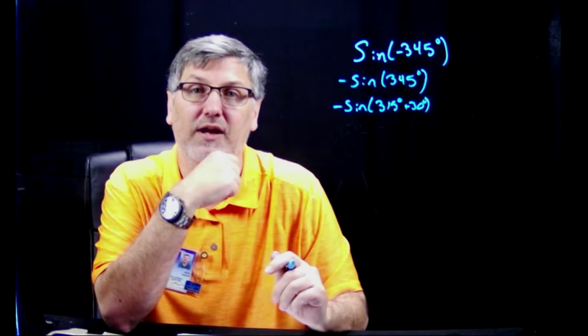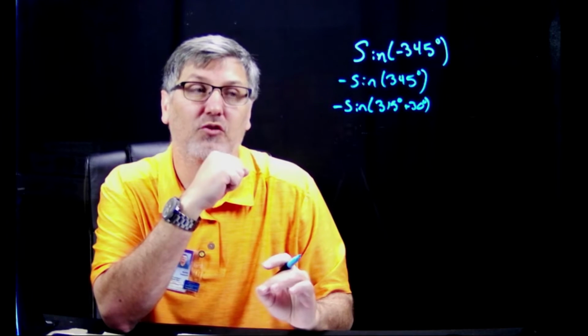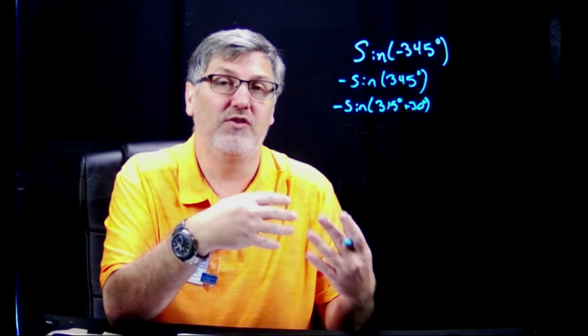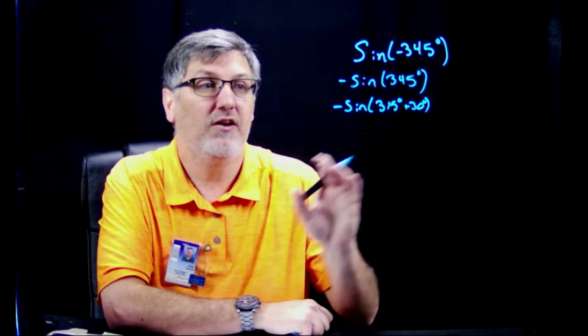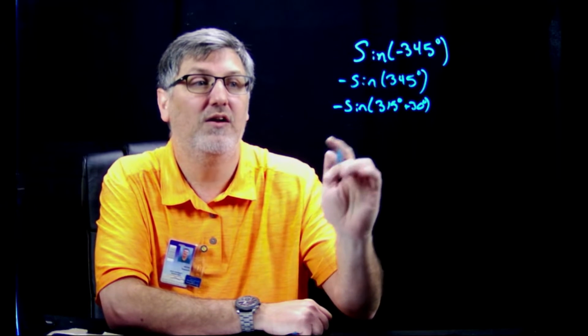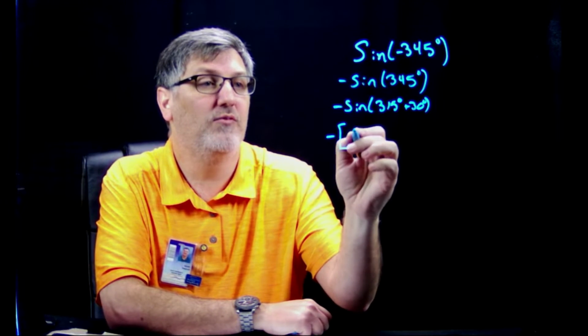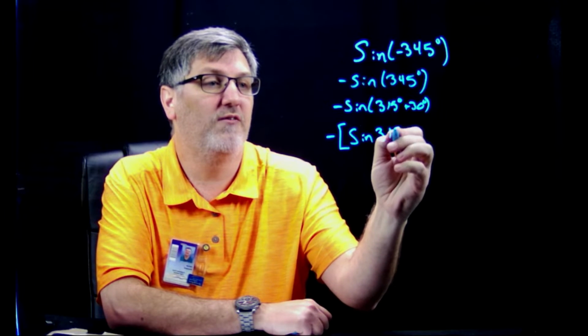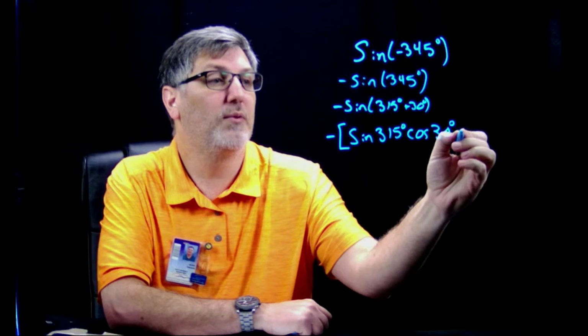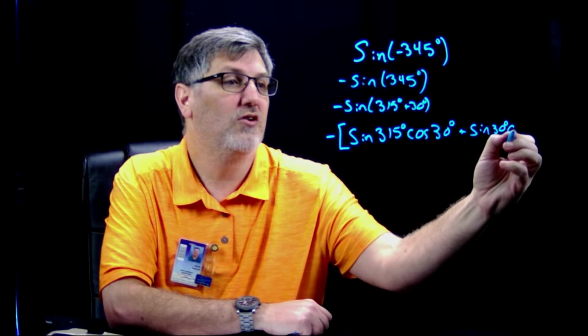Now, this is not the only combination. You can even do subtraction. So it's any two numbers that are on the unit circle that could add or subtract to 345. You would rewrite this. Now, from here, I have my sum formula from the sum and difference formula of sine. So I'm going to have my negative times sine of my first angle, 315 degrees, cosine of my second angle, 30 degrees, and this becomes a plus because it's sine. And then sine of my second angle, 30 degrees, cosine of 315 degrees.